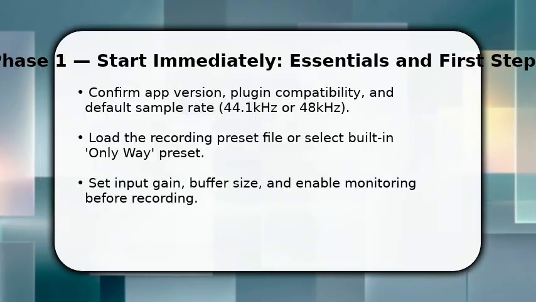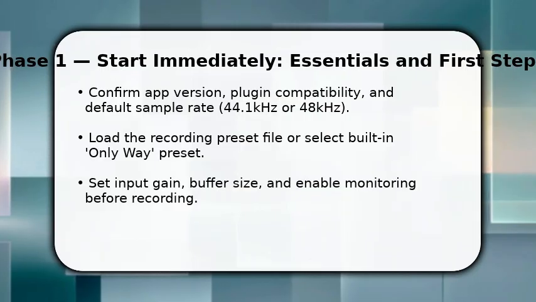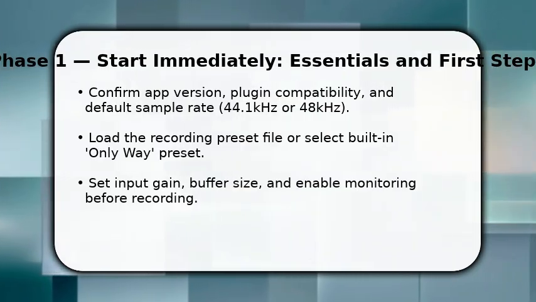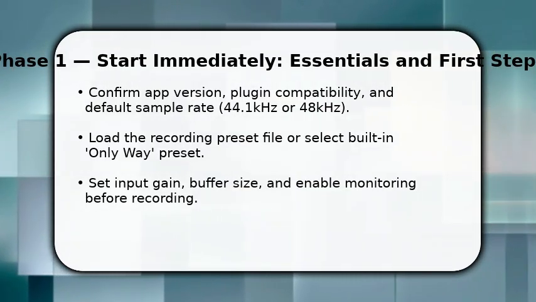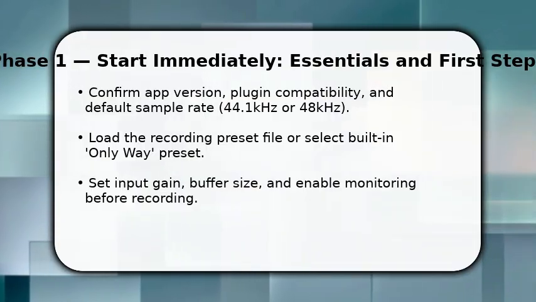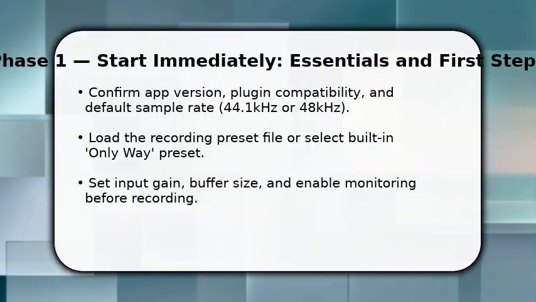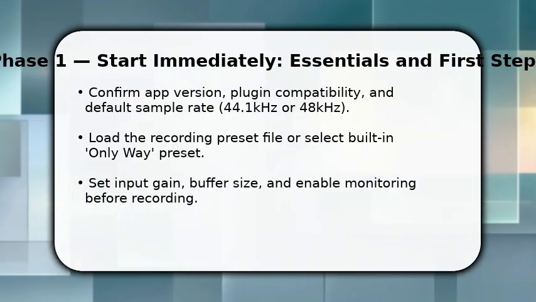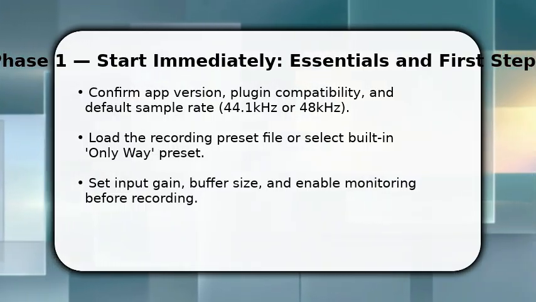You start by confirming the essentials: app version, plugin compatibility, and the session sample rate. This avoids later format issues. Once done, open the preset manager and load the Only Way recording preset. This applies compression, input routing, and preferred markers all at once.